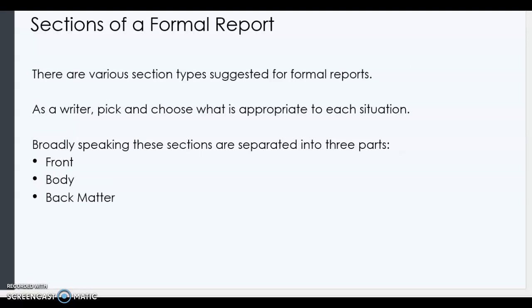So what are the sections of a formal report? There are various sections. As a writer, you can pick and choose what is appropriate in the situation itself. Broadly speaking, these sections are separated into 3 parts: front, body, back matter.